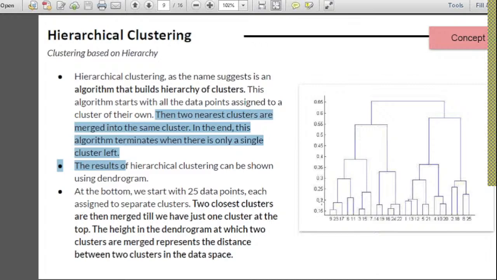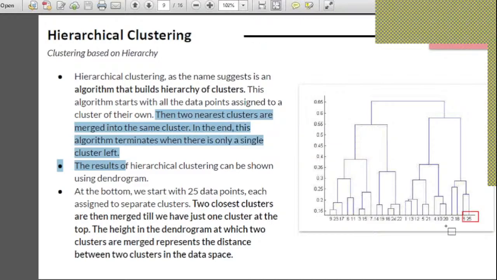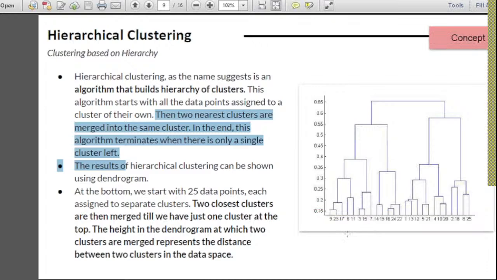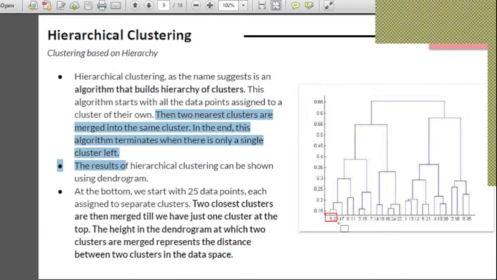So if these are my 25 data points, how does a dendrogram get created? First, my dendrogram finds that point number 9 and 23 are closest, right? So it clubs them and forms a cluster. Okay.